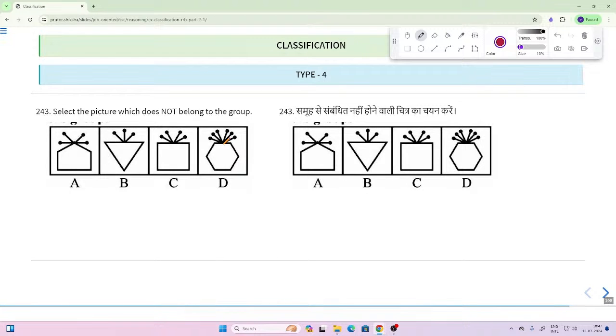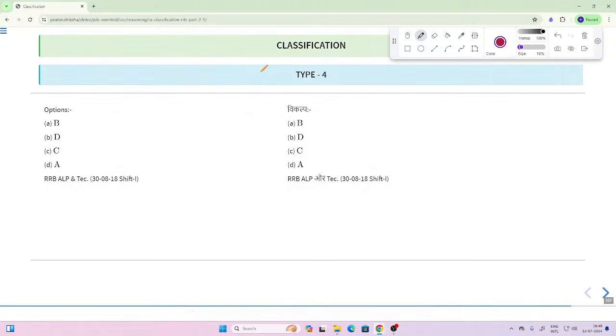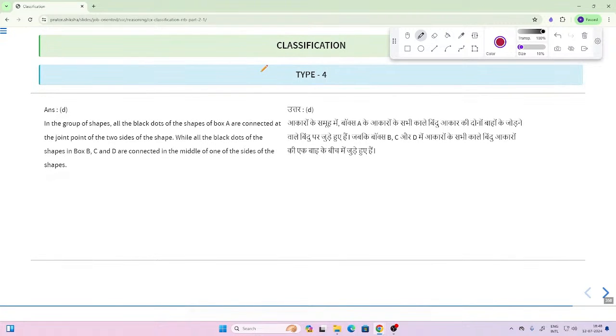Select the figure that does not belong to this group. Okay. So we have a pentagon with 4 lines, a triangle with 3 lines, a square with 4 lines, and a hexagon with 6 lines. Clearly, the number of lines coming out of the shape does not match the number of sides of the shape in figure A, but does in B, C, D, hence figure A is the odd one out. Figure number A is the odd one out.